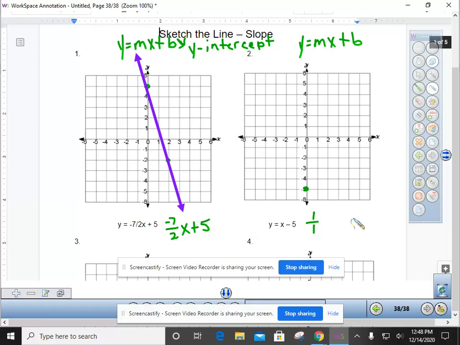Is everybody still with me? If you're not, say something. So we're going to rise 1, run 1. And that is it. And then we're going to connect the dots all the way through. And what do you notice with the slope of 1? It hits every intersection. It crosses every intersection. Perfect. Everybody caught up? Yes.